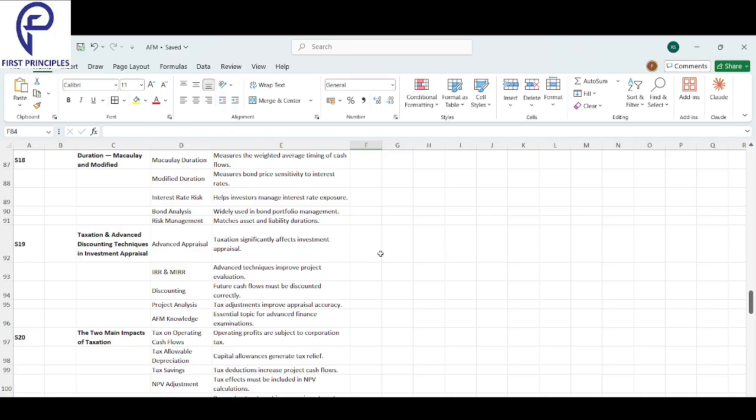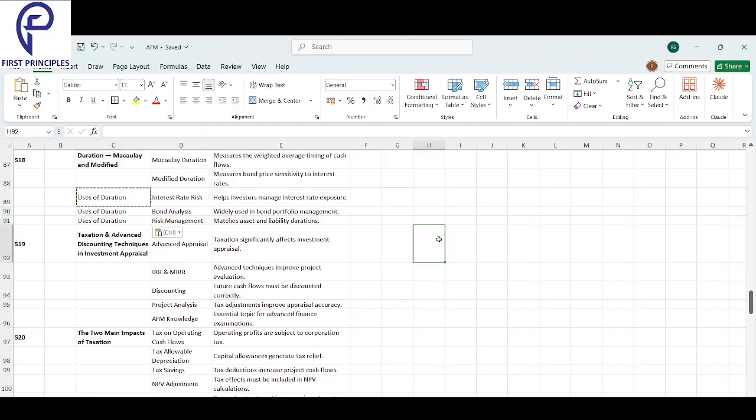So it's basically used in interest rate risk. It's used in bond analysis. It's used in risk management. So these three are the uses of duration.